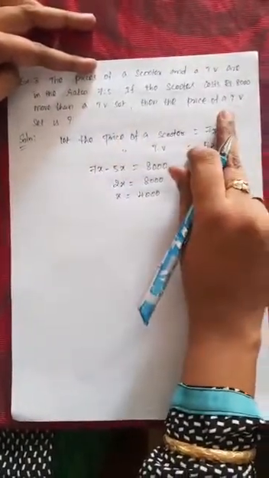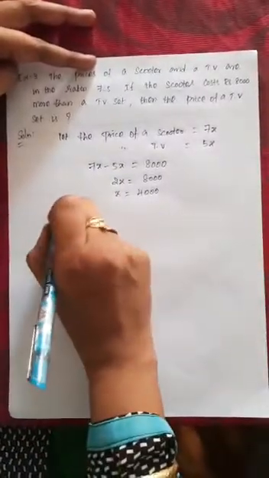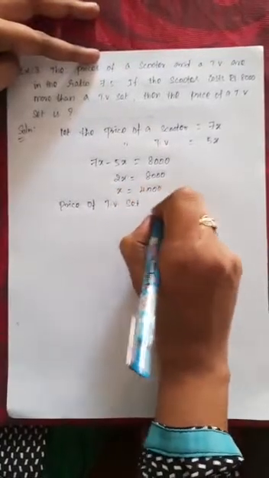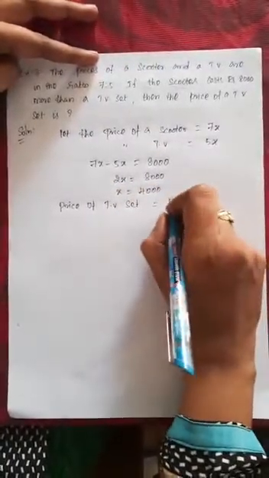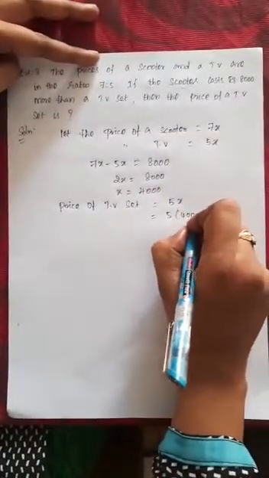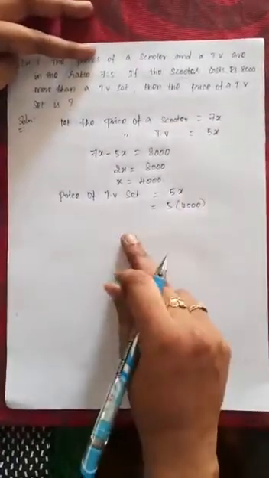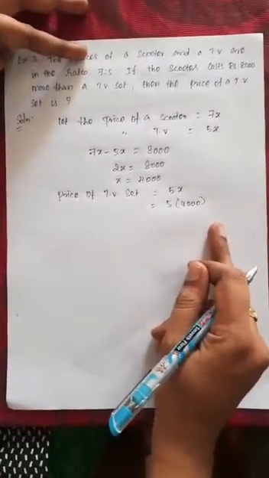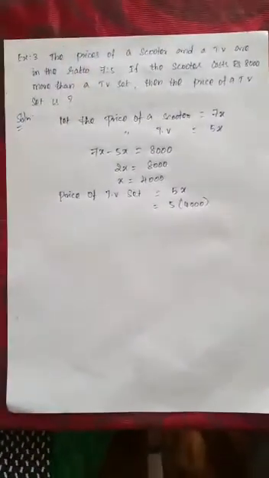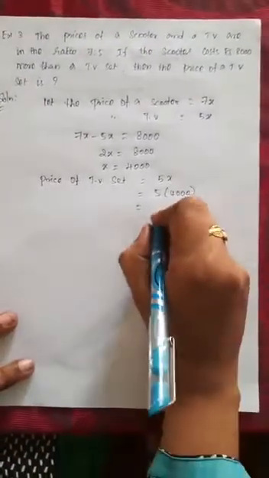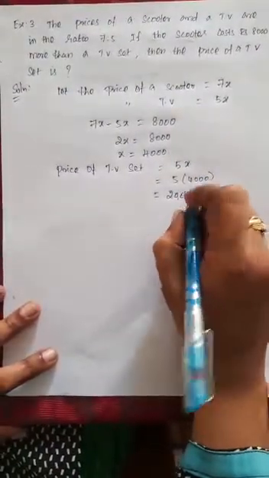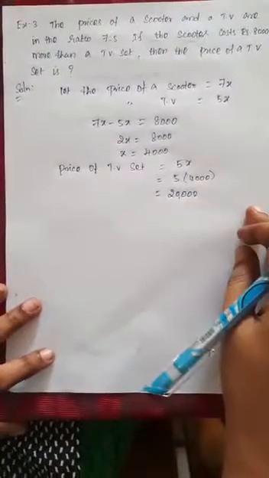We have to find the price of a TV set. Price of TV set is equal to 5x. So x is 4,000. Five into 4,000 is equal to 20,000. So the cost of the TV set is 20,000.